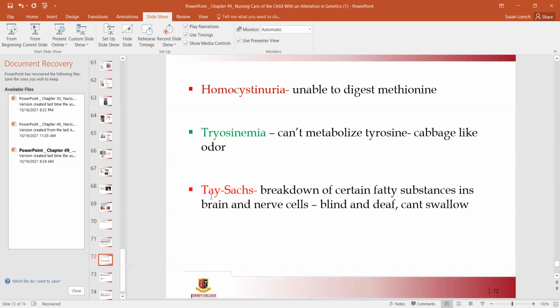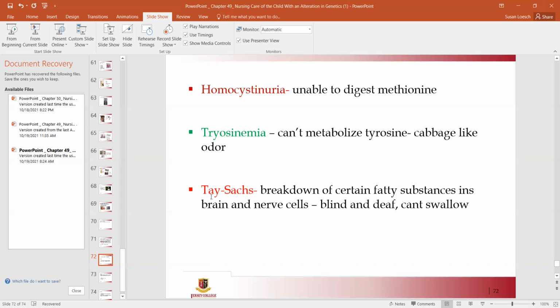Tay-Sachs, this is mostly seen in the Jewish population. It's caused by an insufficient activity of an enzyme called hexosaminidase, and that's necessary to break down certain fatty substances in the brain and the nerve cells. It occurs more frequently among persons of the Ashkenazi Jewish descent, with 1 in every 25 being a carrier.